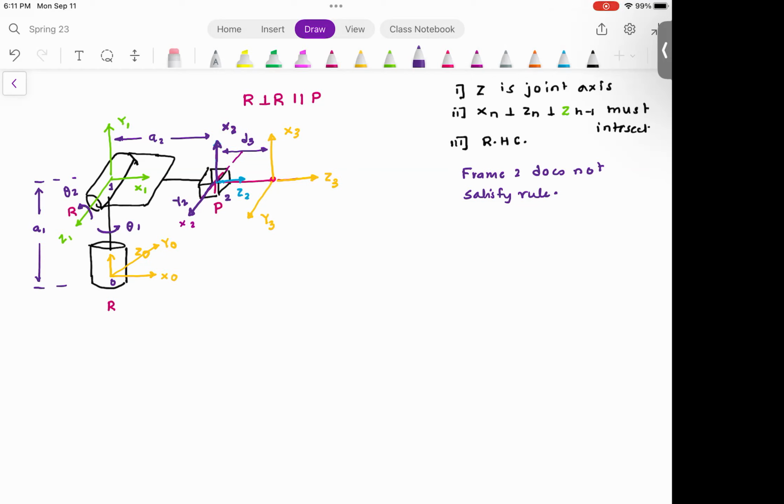Everyone understood this? Is it important that we consider the z axis about the rotation axis of a model? Yes. The z axis has to be aligned with the joint axis. Joint means it could be a prismatic joint or a revolute joint. It should be aligned with the joint. That is absolutely required. That rule you cannot negate. The other rules, you can compromise on. The problem is sometimes you will have to compromise on rule number 2 that I have written.